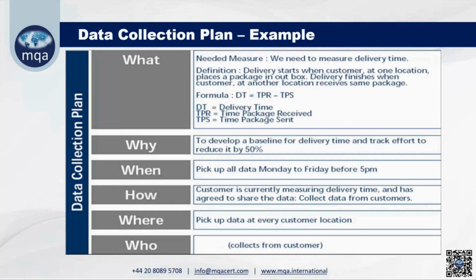So nowadays online systems are there, like parcels. In parcel systems we have direct measurement of time which is coming, and at the end we are getting that your parcel has been delivered in this much time. So which includes picking and delivery time. Where is the data picked up? At every customer location. So where is answered also here. Who? Collect from the customer. So where will we collect the data? We'll collect the data from both the customers.